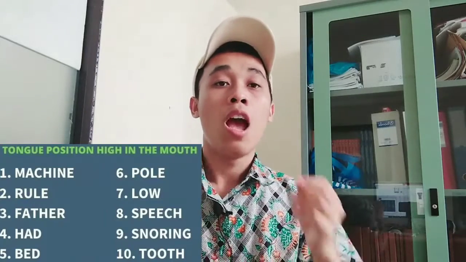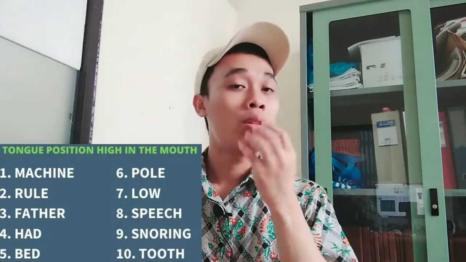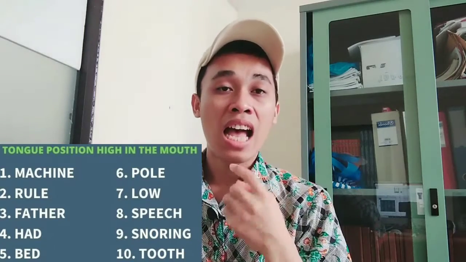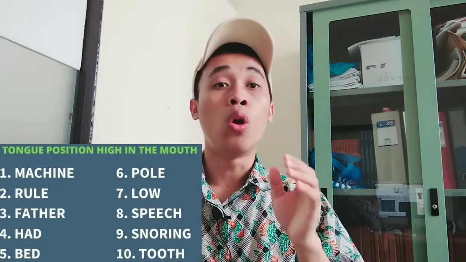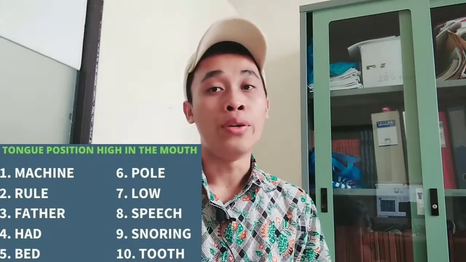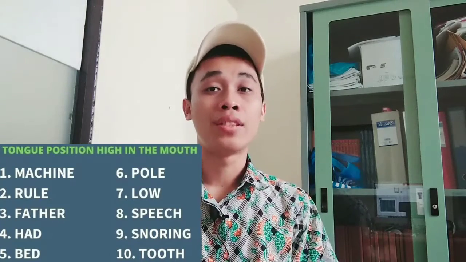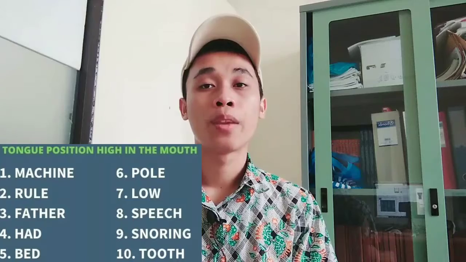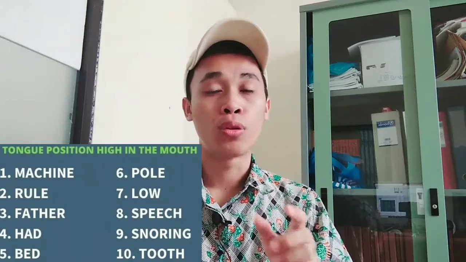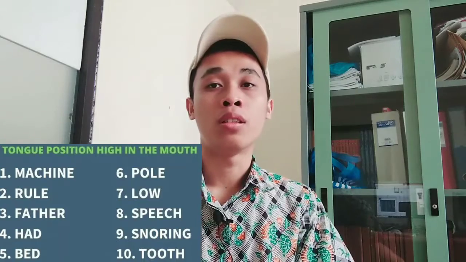For example, the tongue position height in the mouth. Let's see the example that I have prepared for you. 10 words, and repeat after me. Machine, machine. So your tongue is in the high position in your mouth. Rule, rule. Father, hat, bat, pole, low, speech, snoring, tooth. Okay, there's the height position.